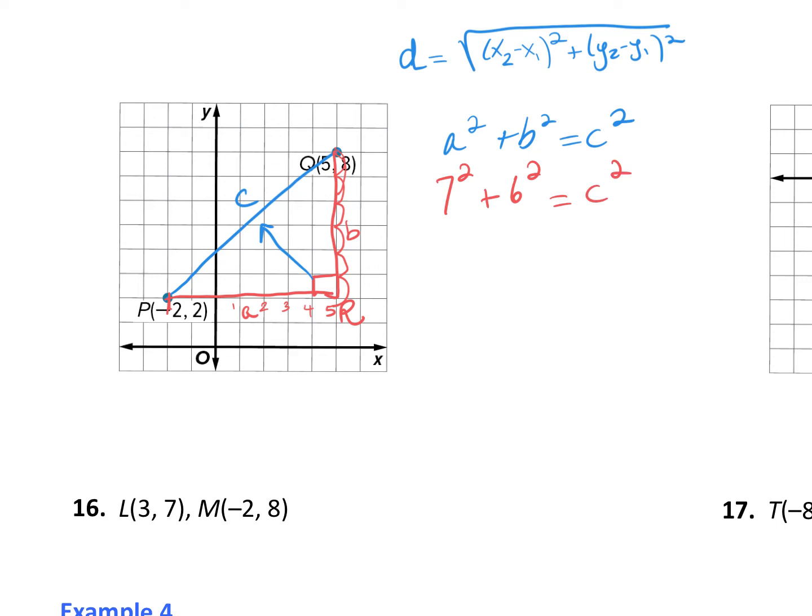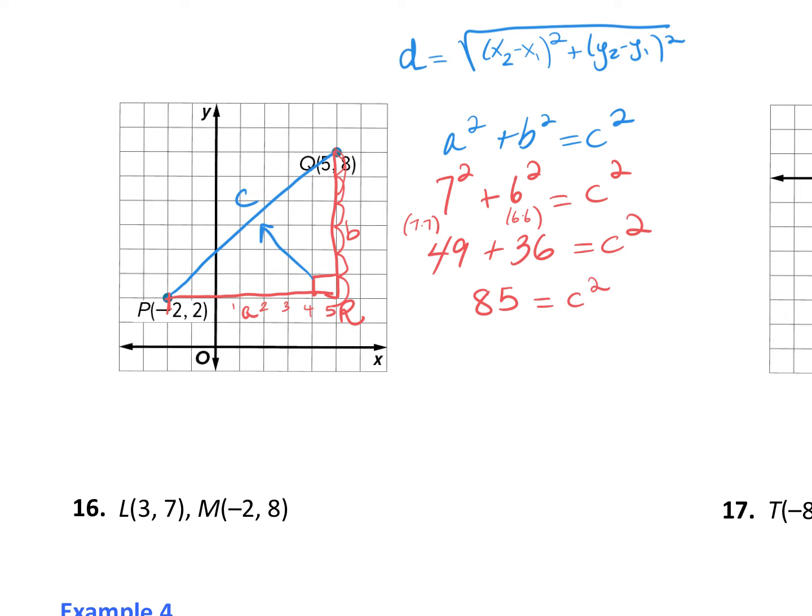And C squared will always be the length of the segment that you're trying to solve for when you're looking for distance. And then from here, you just have to remember PEMDAS. So we always do exponents before we add. So this is going to be 49 plus 36, because don't forget, 7 squared is the same as 7 times 7, and 6 squared, of course, is 6 times 6. So that's how I got 49 and 36. After we do exponents, we add. So 49 plus 36 gives us 85, equals C squared.